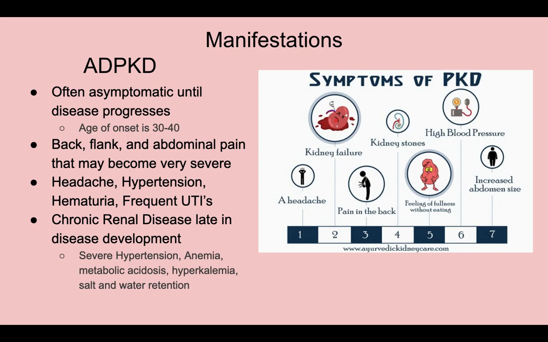So when they do have the symptoms, it presents as back, flank, and abdominal pain that is extremely severe in most cases. Then the most common symptoms include headache, hypertension, hematuria, and then frequent UTIs. Later on in the disease, as it develops, they can go into chronic renal disease, which is less than 25% function, and then ultimately they will develop severe hypertension, anemia, metabolic acidosis, hyperkalemia, salt and water retention, and then high phosphorus and low calcium as well.